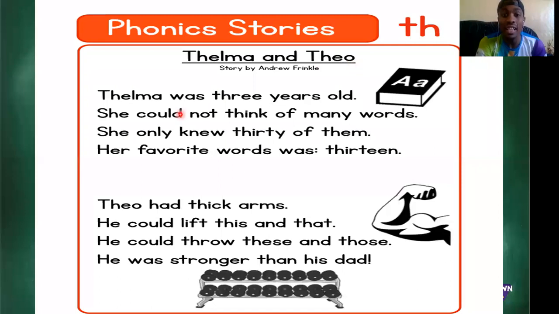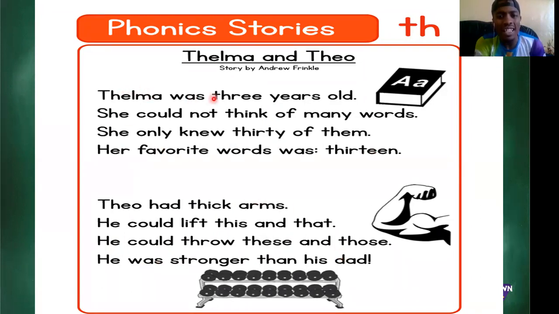Thelma and Theo. Thelma was 3 years old. She could not think of many words. She only knew 30 of them. Her favorite word was 13. Rather, let's say word was 13. Theo had thick arms. He could lift this and that. He could throw these and those. He was stronger than his dad. One more time.